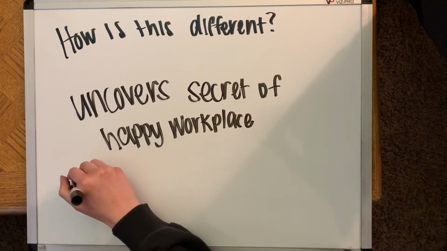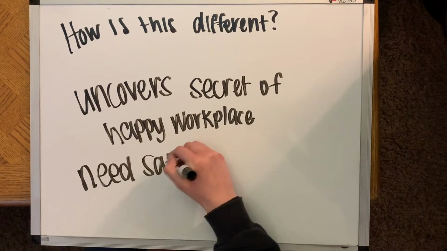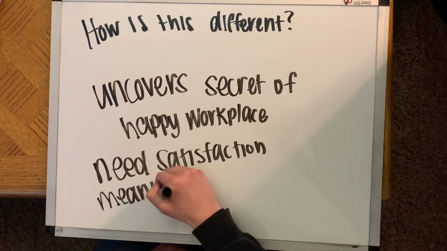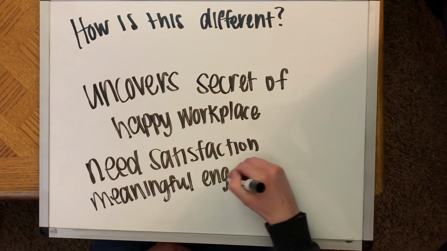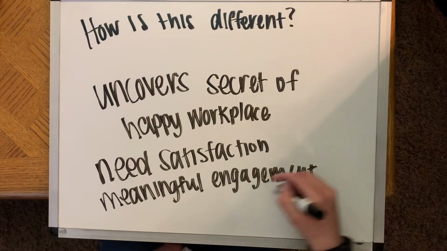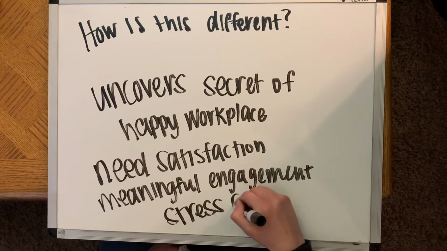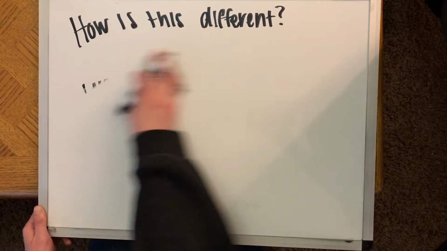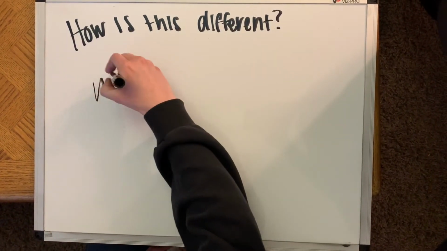This includes need satisfaction, making sure that employees' basic needs are met. Meaningful engagement provides a challenge and is meaningful to the people that work there. And stress. Work is a major source of stress. Make stress manageable by ensuring that work does not overly interfere with personal life.